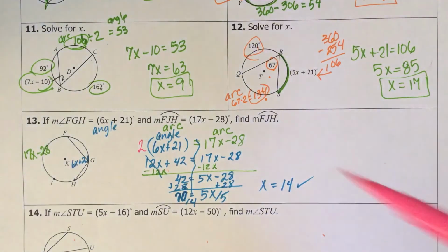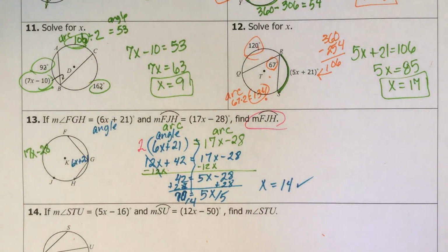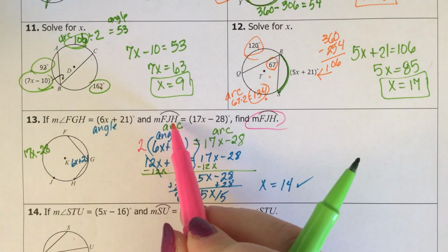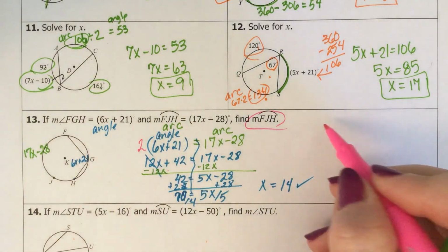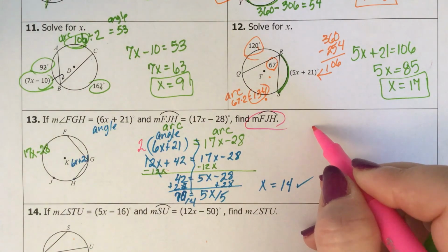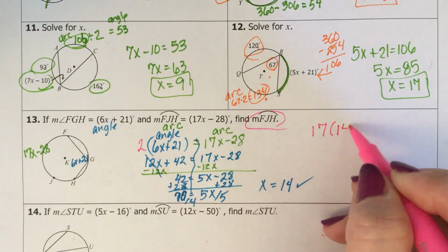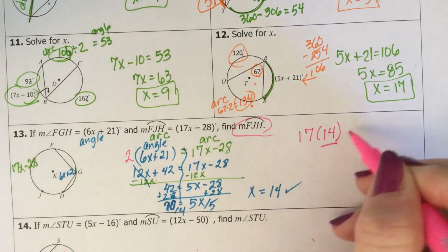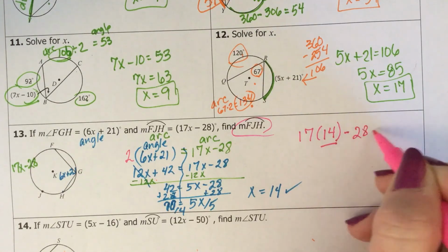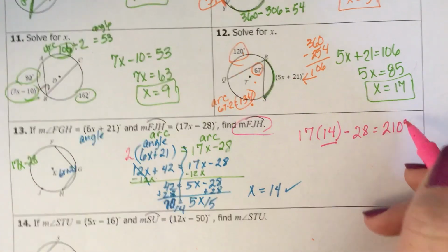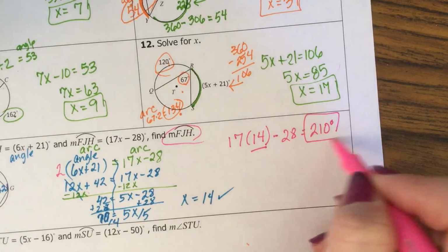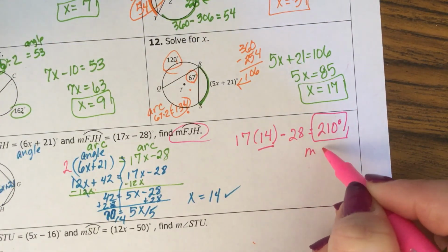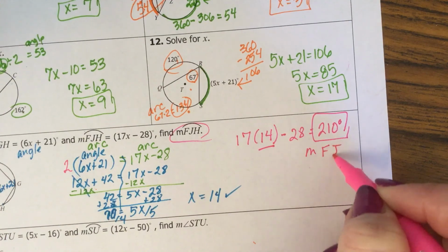This says to find FGH. Well, FGH was the arc, and so I want to plug it back into that. 17 times that 14 we just found, minus 28 equals 210. So this is the measure of the arc FGH.